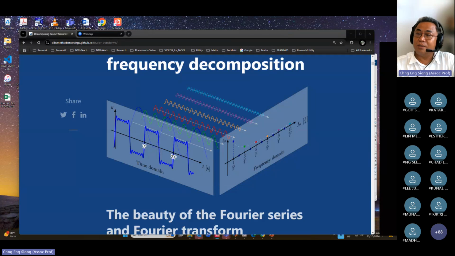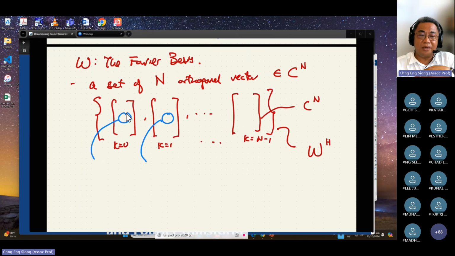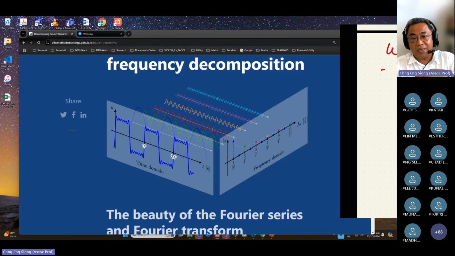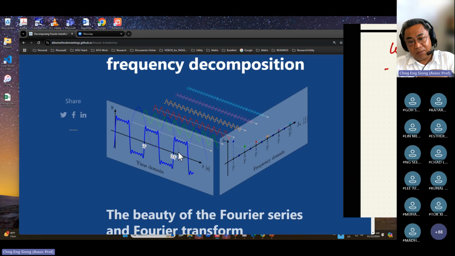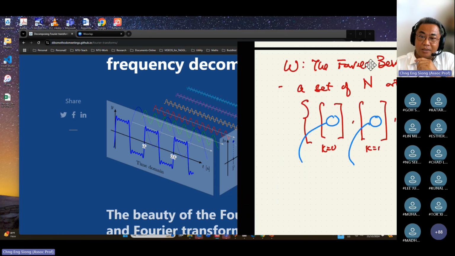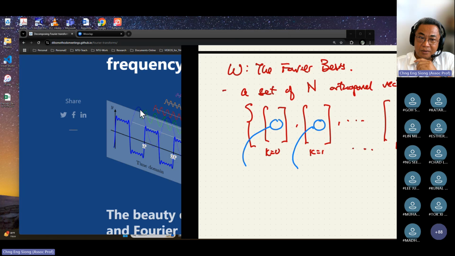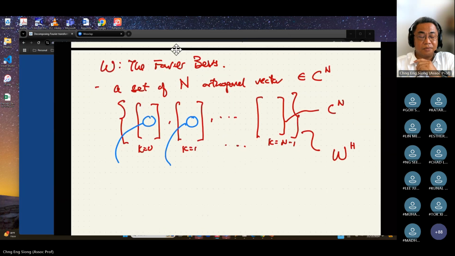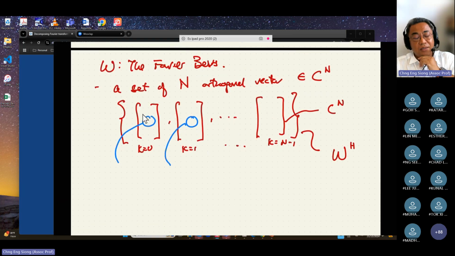Now, once we understood this, each of these column vectors is the entire cosine. So one of the elements here is one point in this cosine, and the entire vector describes the cosine. So far, okay?